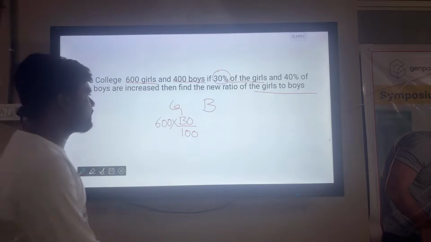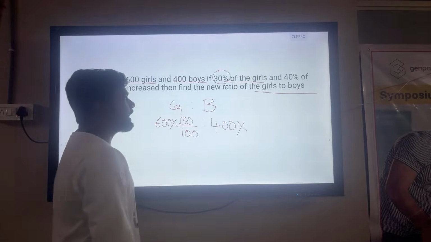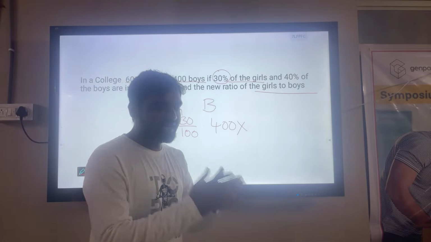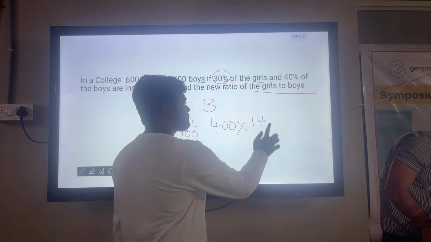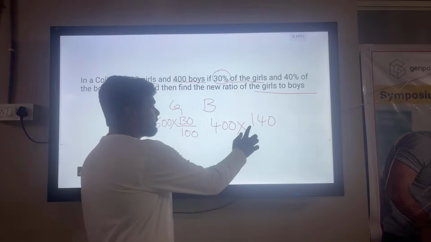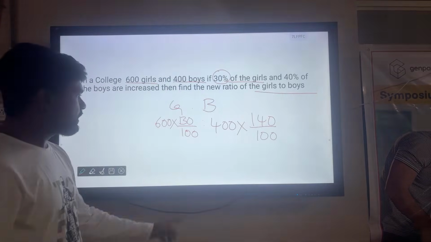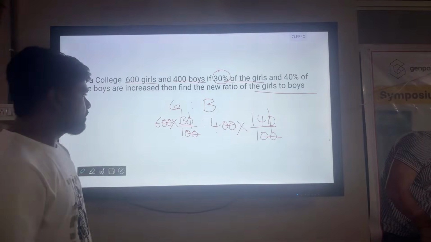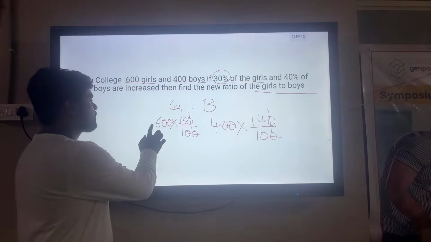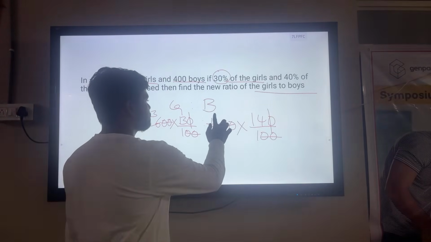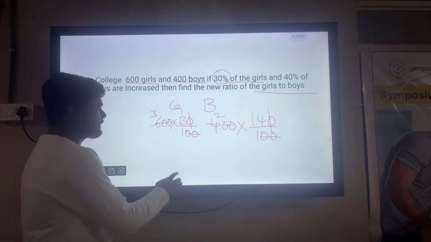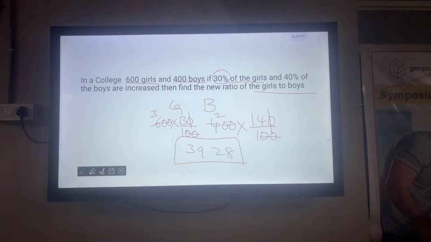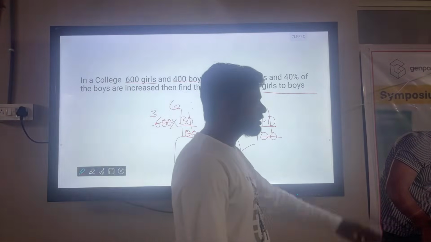And totally how many boys were there? 400 boys were there. And 40% of the boys are increased. Base value is 100, plus now 40% increased: 100 plus 40, nothing but totally 140. In place of percentage, you can write divided by 100. Okay? Directly you can cancel two zeros and two zeros. Finally, what are the remaining values? 2 3s are 6... 3 into 13, 39. 2 into 14, 28. What is the new ratio of girls to boys? What is the answer? 39 is to 28.